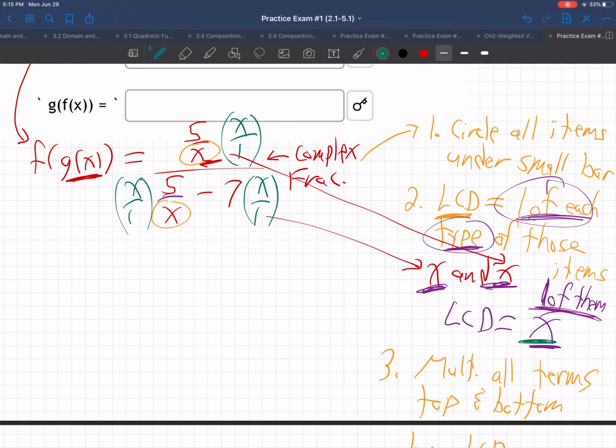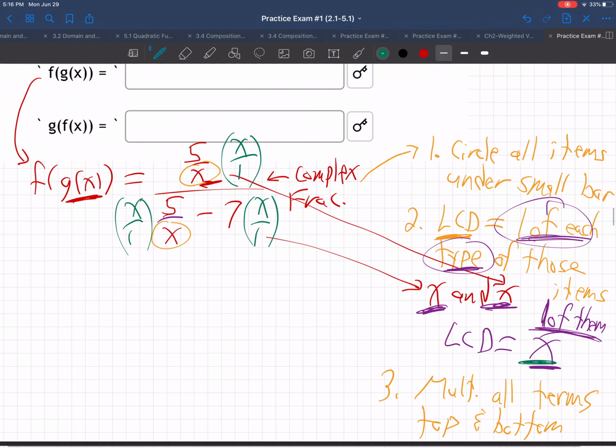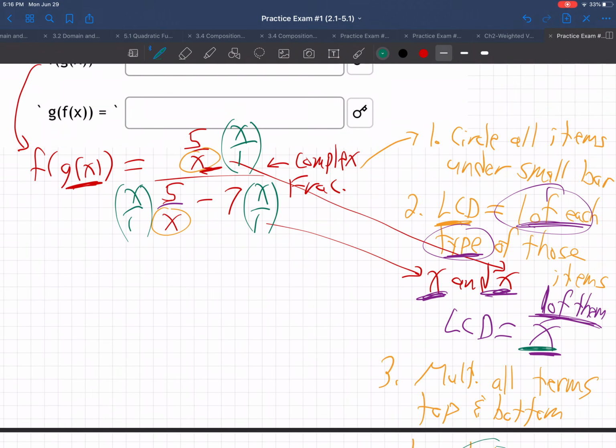I always call it plastic surgery. Removing the wrinkles, it looks different, but it's the same person. It's the same fraction it was before. When you do the same thing to the top and bottom, you're not really changing it, you're just changing the way it looks. Okay, that's what we did. We multiply top and bottom by LCD over 1. And the LCD is one of each of the items, one of each type of item under the bar.